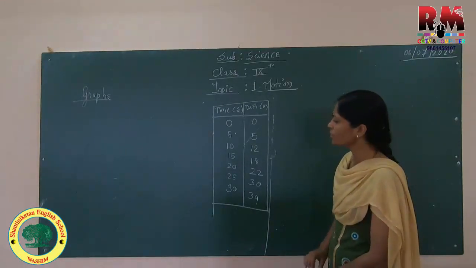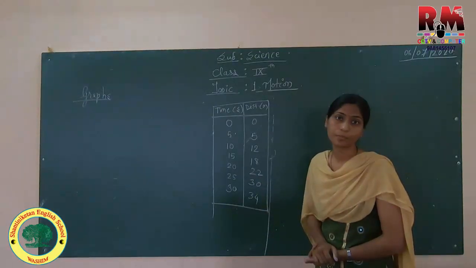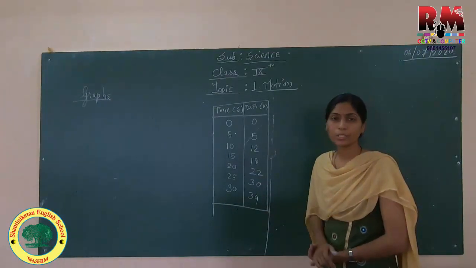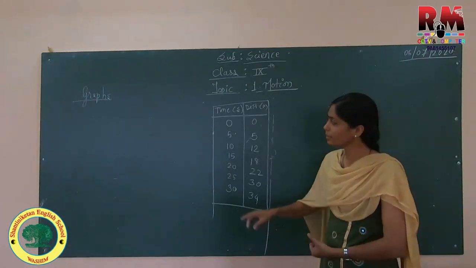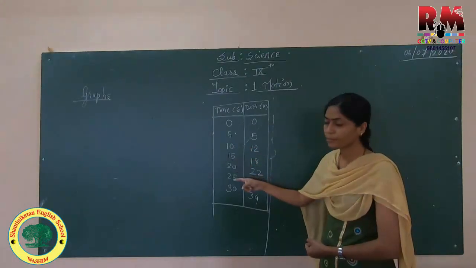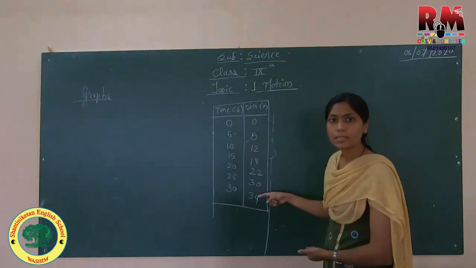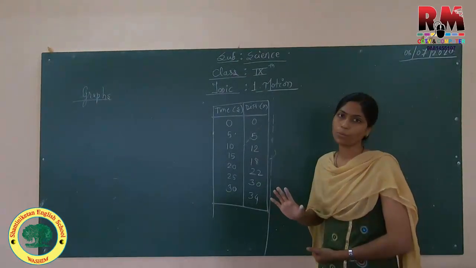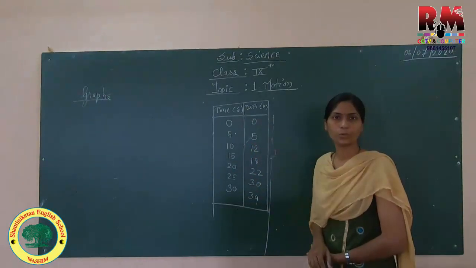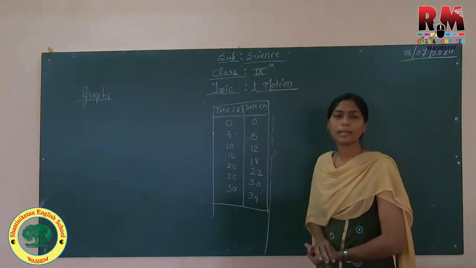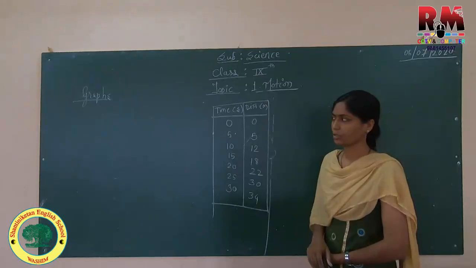Now, you can observe here the difference is changing. It is not uniform. How? What is the definition of uniform motion? Equal distance in equal interval of time. Here we have equal intervals of time, but we do not have equal intervals of distance. So this motion is non-uniform motion. From the table given, you can identify that the motion is not uniform. It is non-uniform motion.